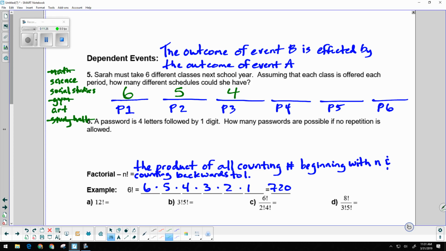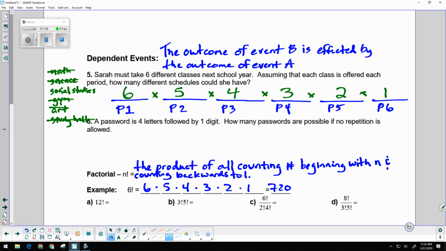Let's say she took gym, third period. Now for period 4, there's only 3 choices. Let's say she took science. And then there's 2 choices, either social studies or art. Let's say she took an art class. And so for the last period of the day, there is only 1 class to choose from because there's only 1 we haven't taken. So 1 choice. Multiply those together.